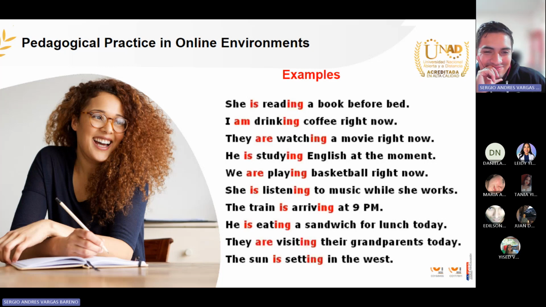Okay. She is reading a book before bed. I am drinking coffee right now. They are watching a movie right now. He is studying English at the moment. And the last one is we are playing basketball right now.